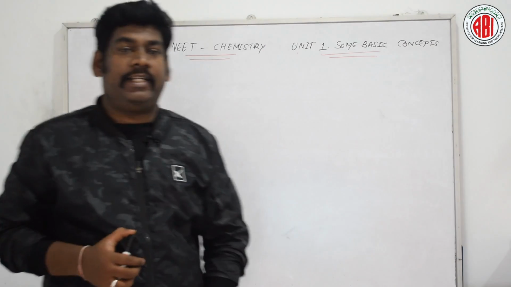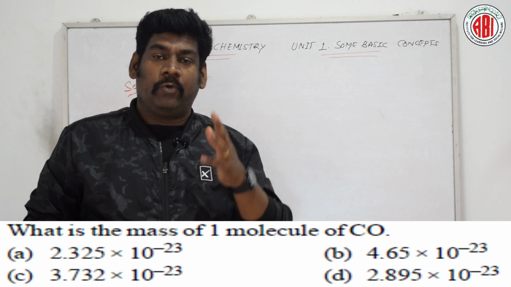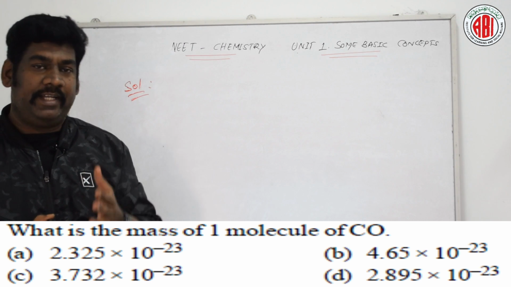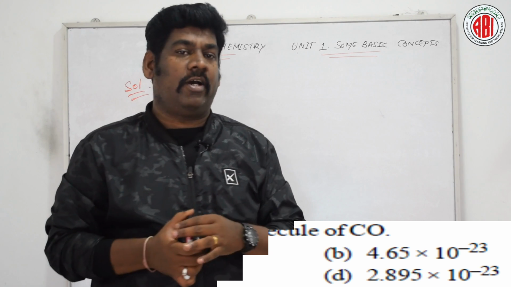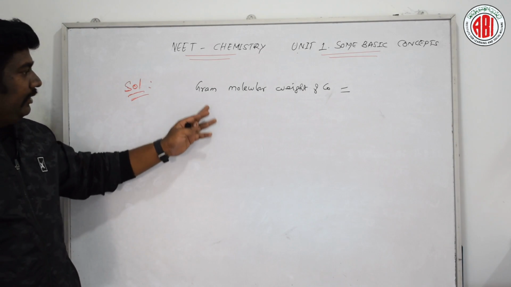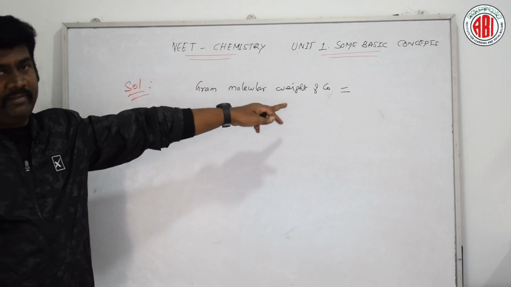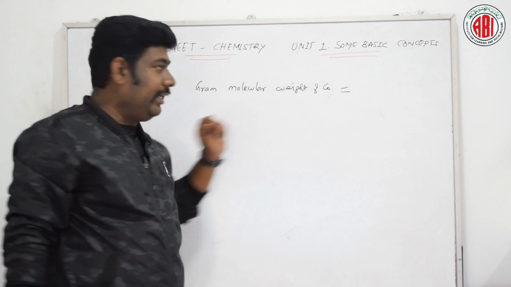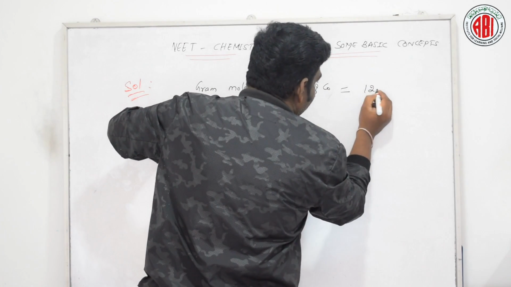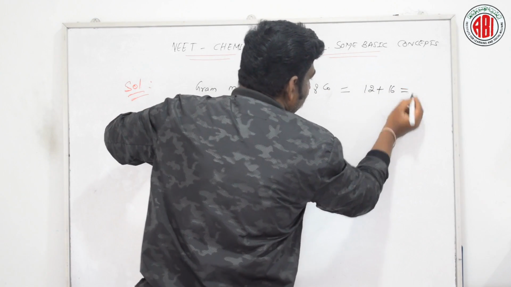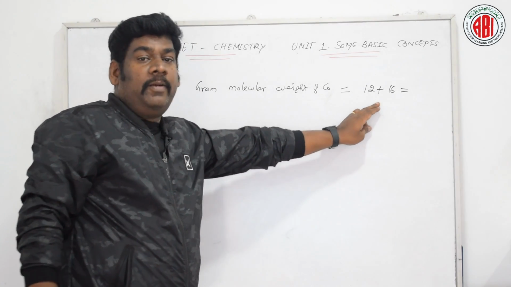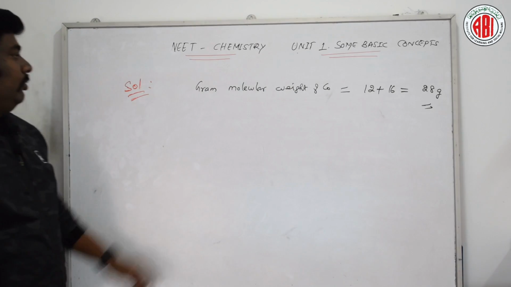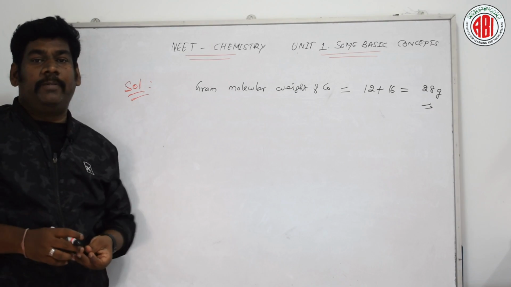And the next question is: what is the mass of one molecule of carbon monoxide? Here a few options are given. So let us find the mass of one molecule of carbon monoxide. First we should find the gram molecular weight of carbon monoxide. For the molecular mass of carbon monoxide we write carbon, that is 12, plus oxygen, that is 16. The total gram molecular weight of carbon monoxide, adding these, is 28 gram.